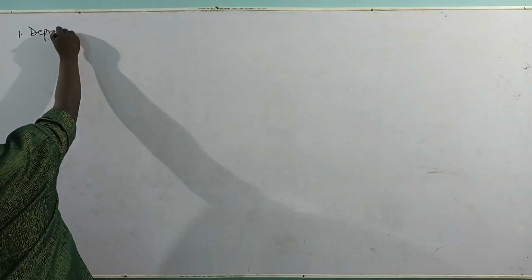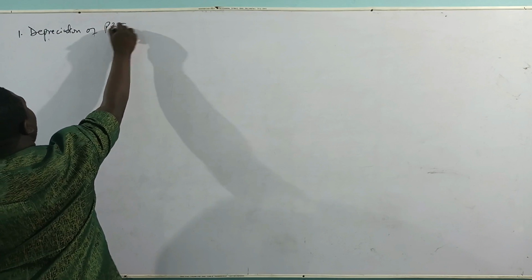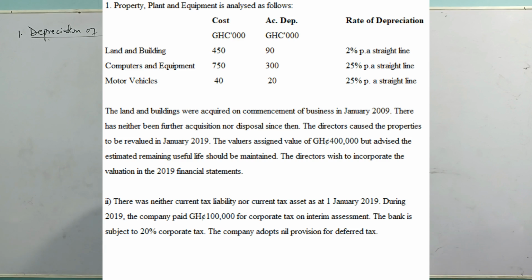So, note 1, or working 1, depreciation of property, plant, and equipment. That will be the first note. Now, there are 3 of them. Land and buildings, 2% per annum straight line. Of course, we have already discussed that. Computers and equipment, 750, 25% straight line method. Motor vehicles, 25% straight line.